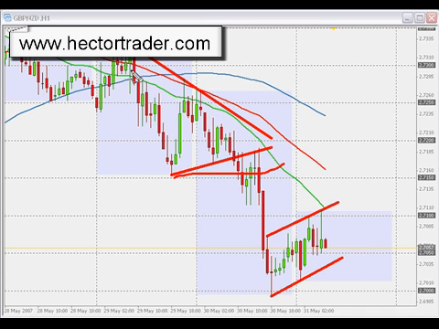Okay, I took this trade right here, this triangle break yesterday. I rode it from here more or less to here. Now I'm seeing a flag formation.